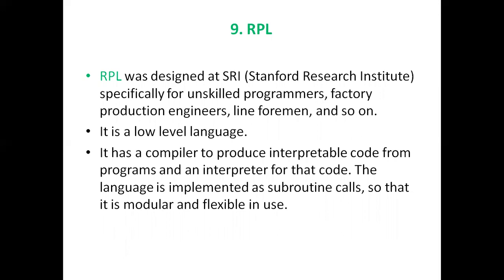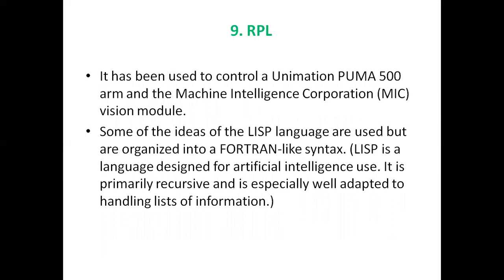Whereas RPL is a low-level language, it has a compiler in order to produce interpretable code from programs and an interpreter for that code. So the language is implemented as subroutine calls so that it is modular and flexible in use. In the case of RPL, which is used to control an animation Puma 500 arm and the Machine Intelligence Corporation vision model.